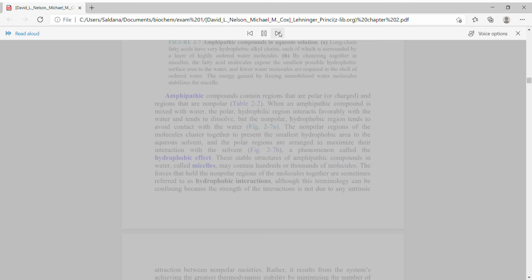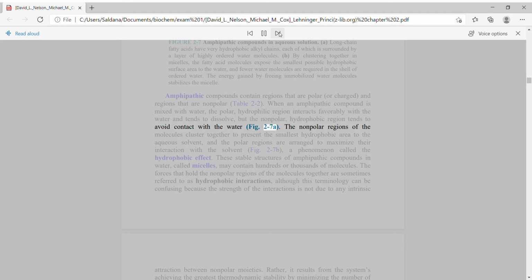Amphipathic compounds contain regions that are polar or charged, and regions that are nonpolar, Table 2-2. When an amphipathic compound is mixed with water, the polar, hydrophilic region interacts favorably with the water and tends to dissolve, but the nonpolar, hydrophobic region tends to avoid contact with the water, Fig. 2-7a.